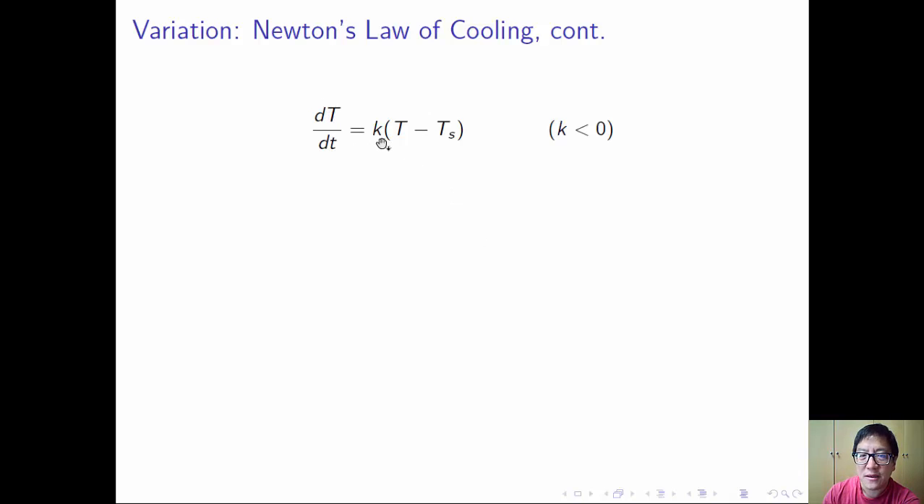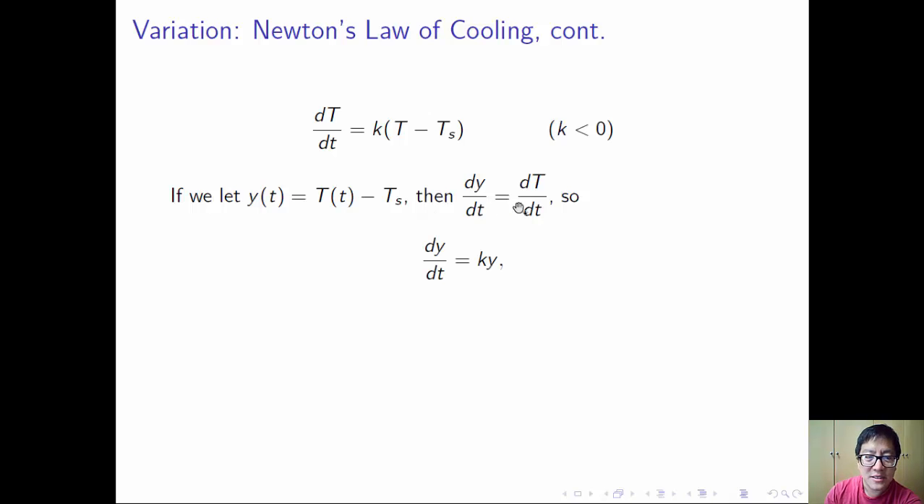So here's the thing we're trying to solve: dT/dt is equal to k times T minus T sub s, where k is a negative number. That isn't exactly what we had before, but if we let y of t be T of t minus T sub s, then dy/dt is equal to dT/dt, because when we take the derivative of y, the constant T sub s goes away. So this equation becomes dy/dt equals ky, the thing that we can solve, which means that y is equal to c e to the kt, some constant c times e to the kt, or in other words, T of t is equal to T sub s plus c e to the kt.